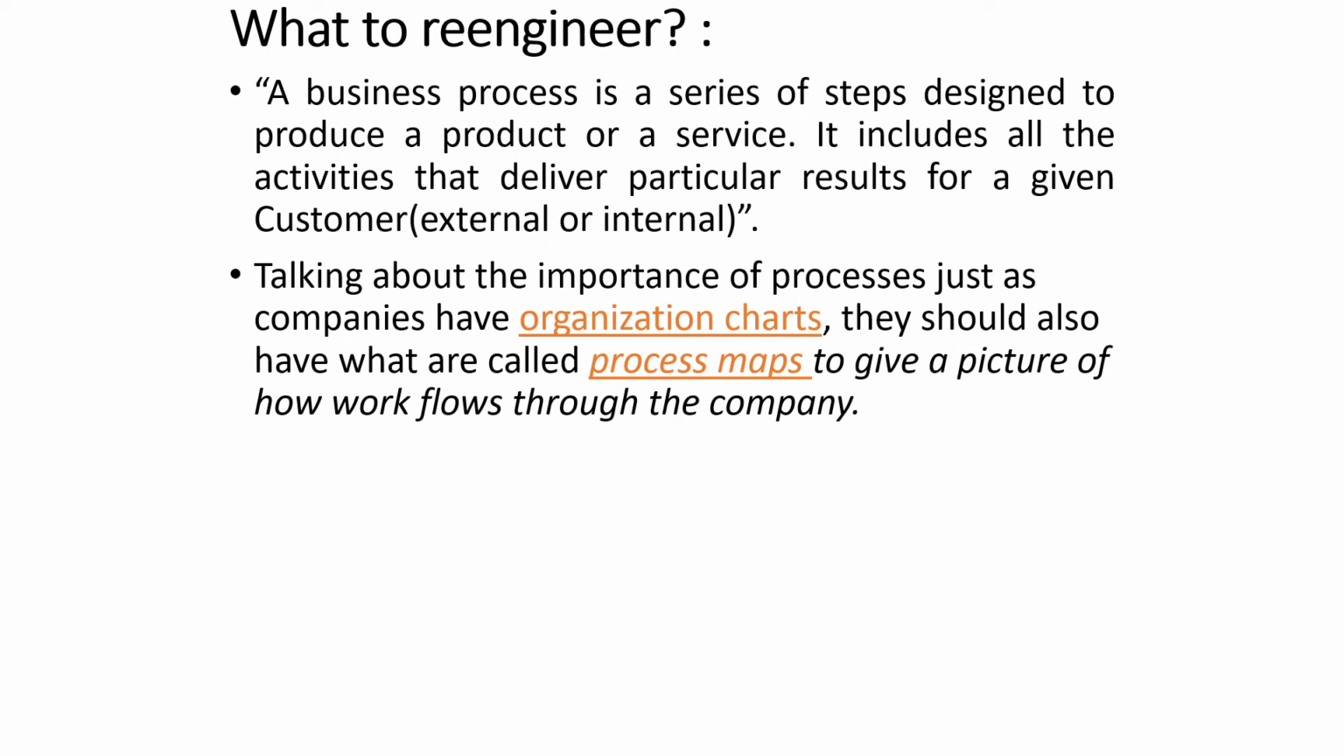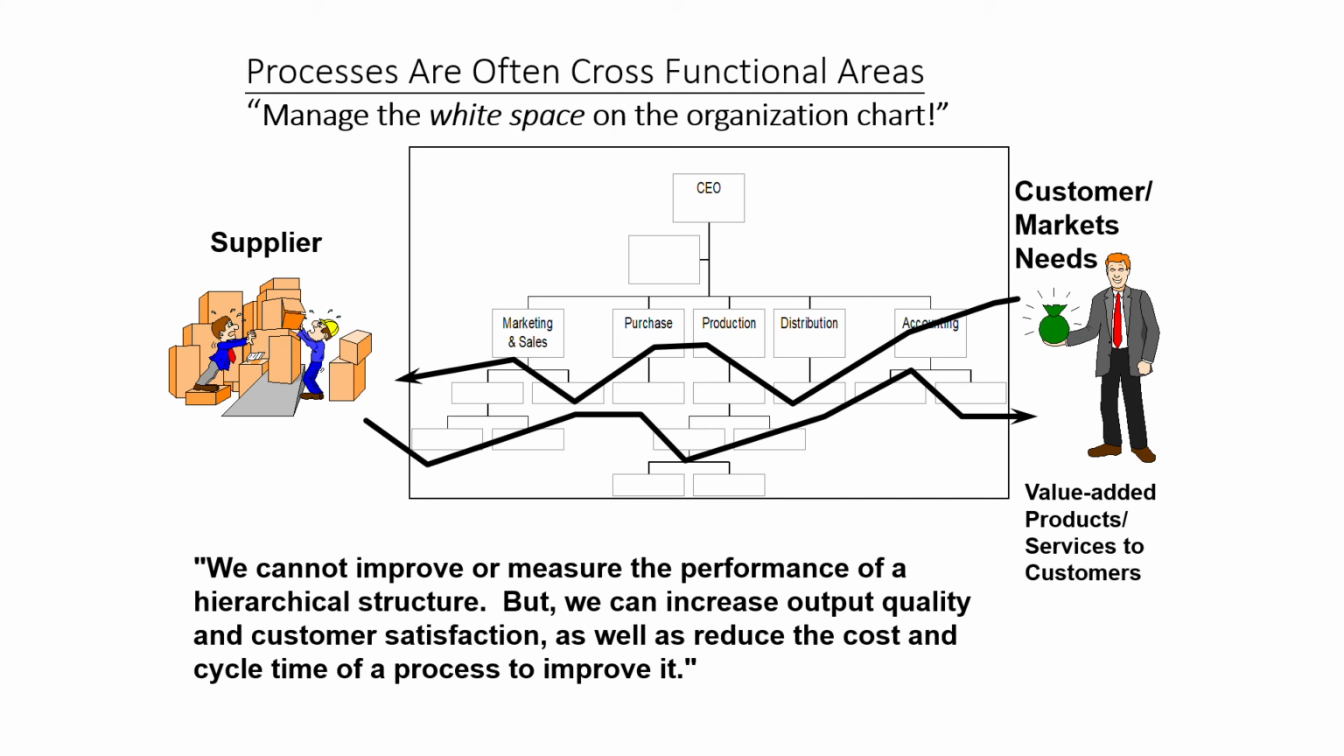Talking about the importance of the process: just as companies have organization charts to improve their process of communication, they should also have what is called a process map. How a product is required to be manufactured and what different processes are involved is also part of the improvement, because through those pictures we can come to know the flow of work. With an organization chart, you can understand how the channels of communication are there. With a business process map, you can understand what process is going on and what the different processes are throughout the company. These processes are always cross-functional.